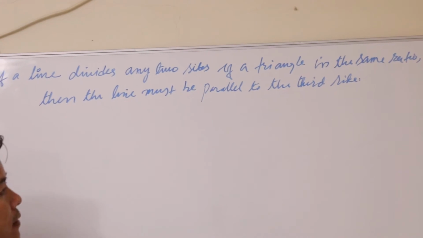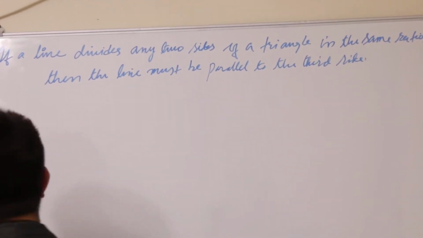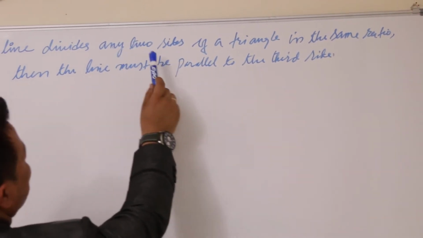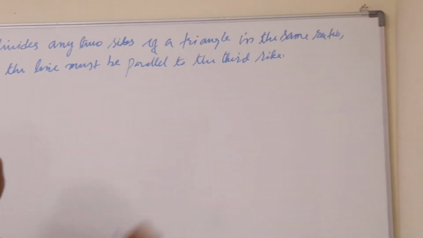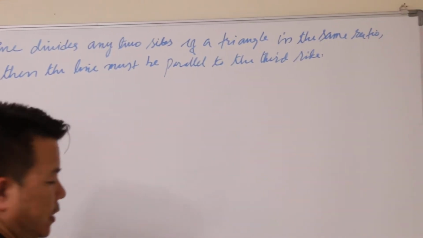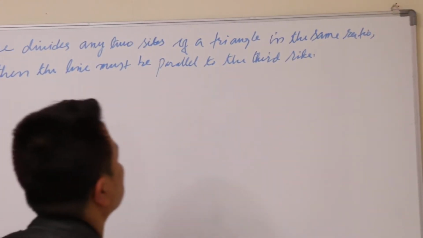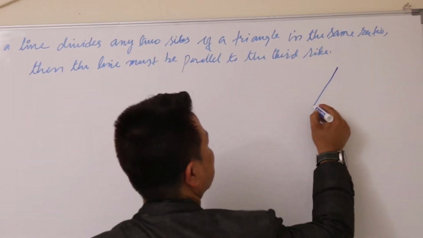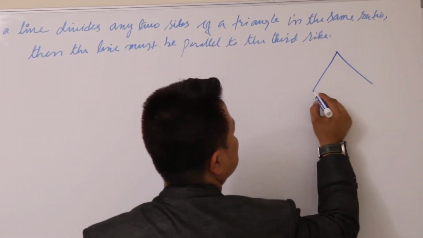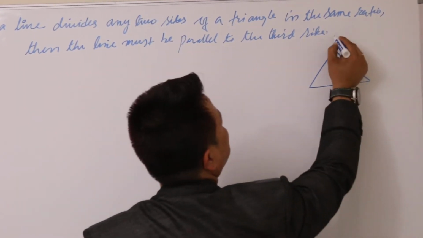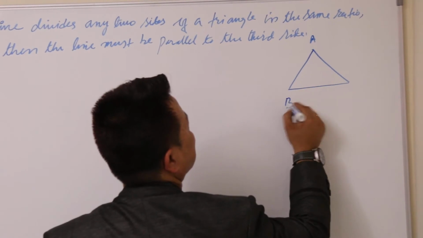So what is the converse of Thales theorem? The theorem is: if a line divides any two sides of a triangle in the same ratio, then the line must be parallel to the third side. Let's prove it. Here we have to draw a triangle according to the question. A triangle is there. You can name it as A, B, C.